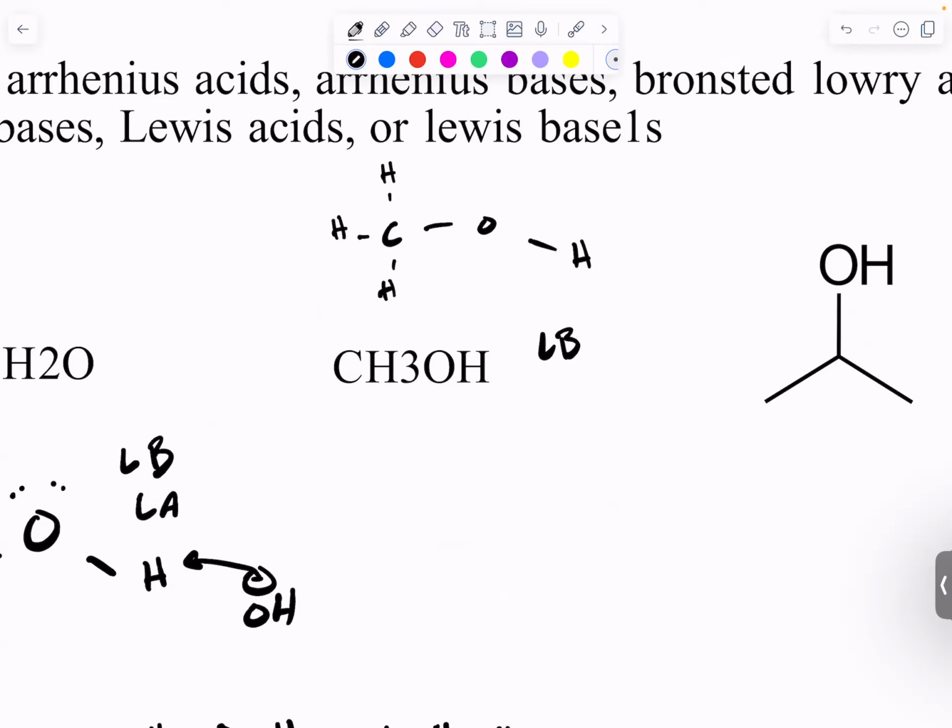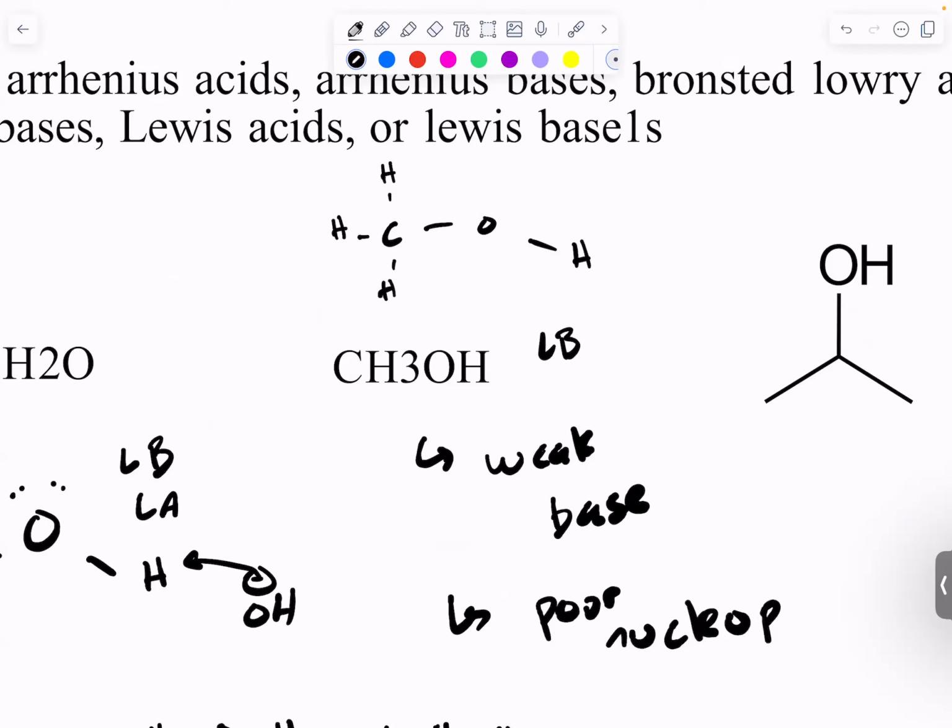So CH3OH is a weak base. It is a poor nucleophile. That has the wrong connotation, right? Poor nucleophile makes it sound absolutely horrible, like it's not going to be a nucleophile, but it still is a nucleophile. It's just not as strong of one as something like sodium hydroxide, for example.